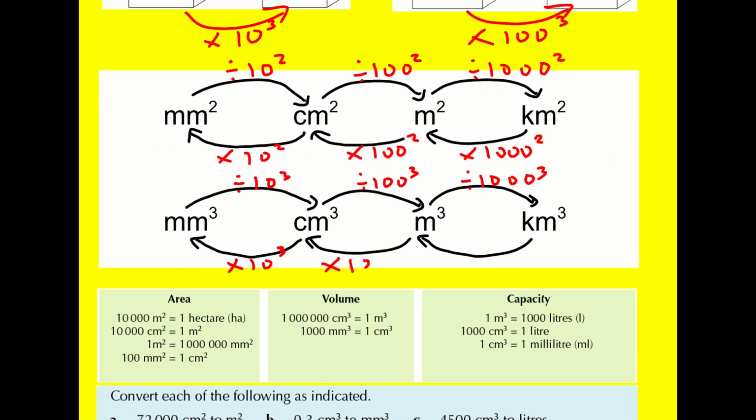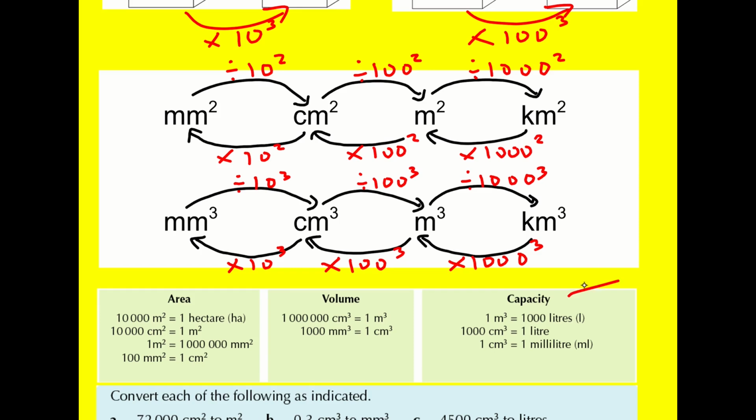But I'm just going to put this down for completeness. Okay, and some of these are here already. I just want to talk about a couple more. So 10,000 meters squared is considered a hectare. You might have seen this before.